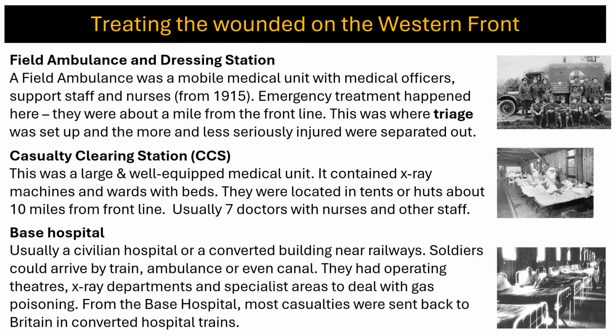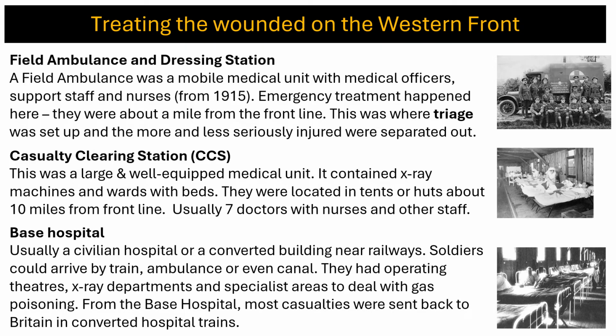Okay, so from there would be the field ambulance and dressing station. Now, a field ambulance was a mobile medical unit with medical officers, support staff and nurses from 1915. Emergency treatment happened here, and they were about a mile from the front line. And this was where triage was set up to provide a little bit of treatment, and the more and the less seriously injured were separated out.